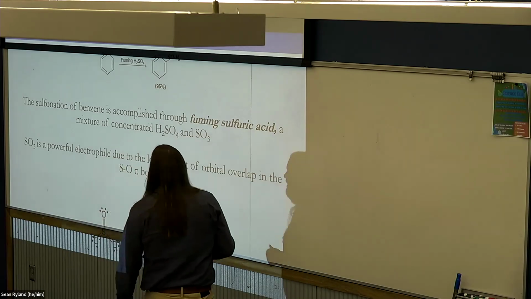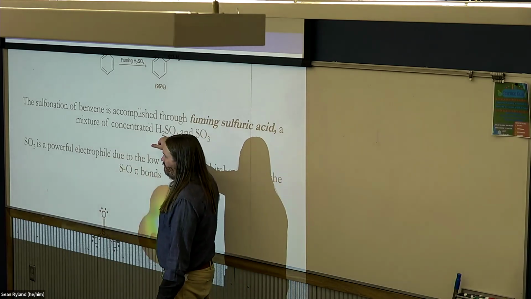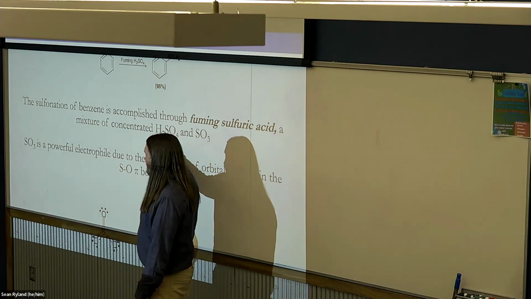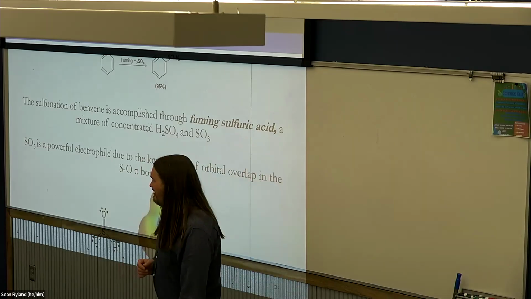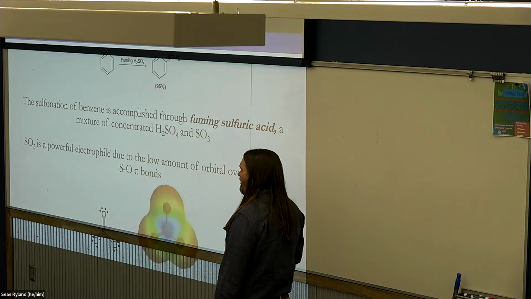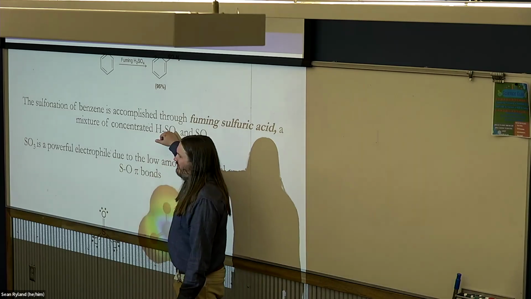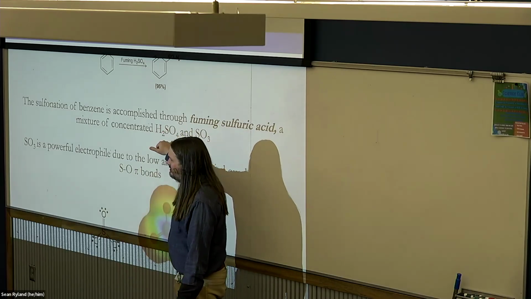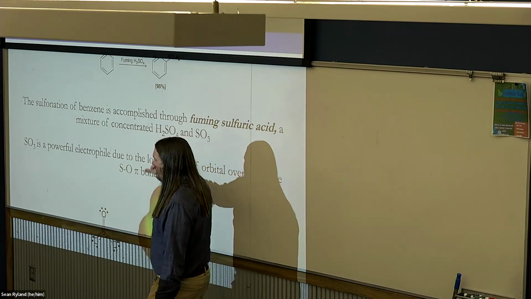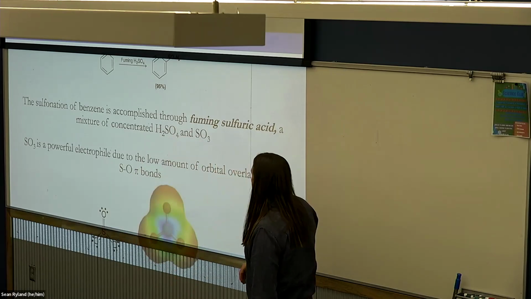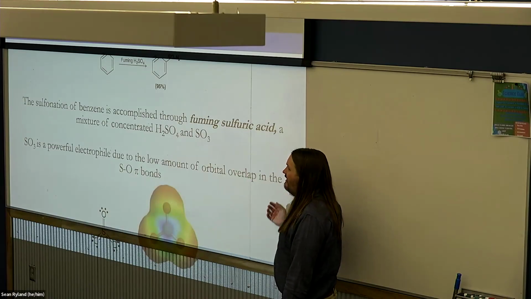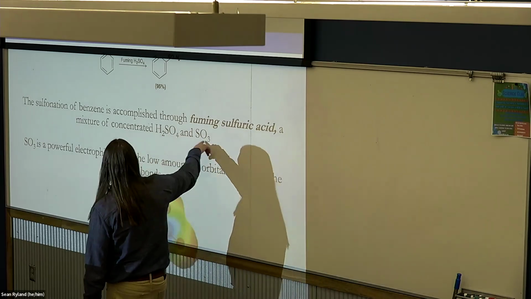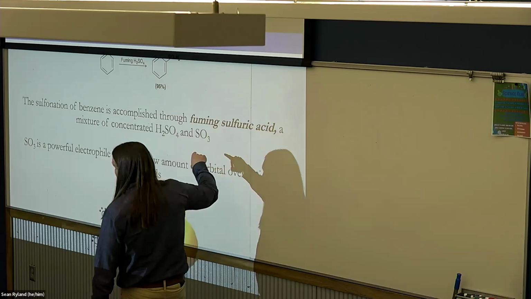Fuming basically means that it's a way to get a more concentrated version of H2SO4 than you can get just by having concentrated H2SO4. Concentrated H2SO4 has a molarity, I want to say it's like 15 molar, maybe 19 molar. We can actually get it to a higher concentration, get it stronger, by bubbling SO3 gas into the concentrated H2SO4. They call it fuming because it's got this gas dissolved in it, and it makes it even more reactive. So basically, the SO3 is actually going to be the electrophile in this case.